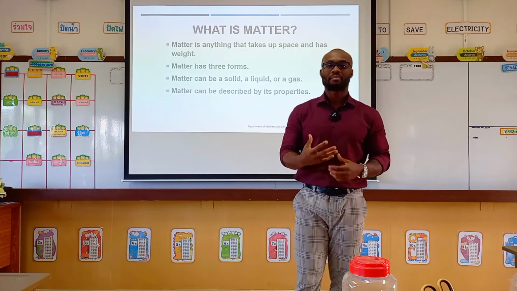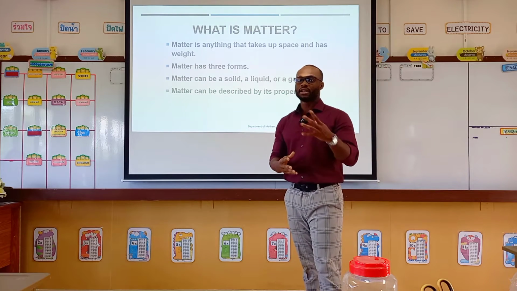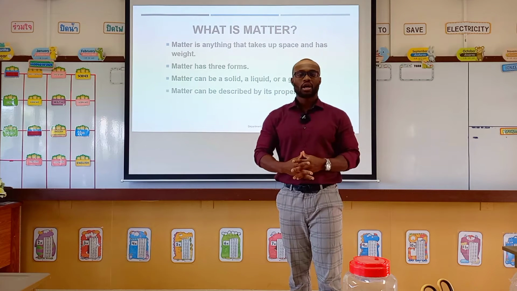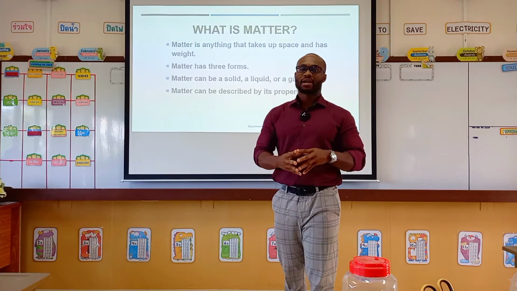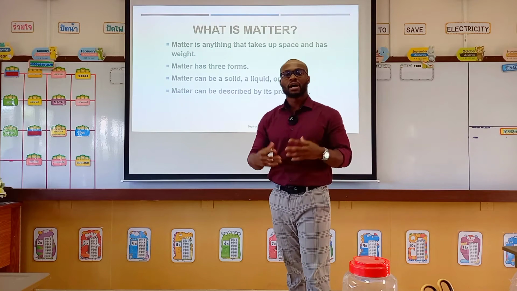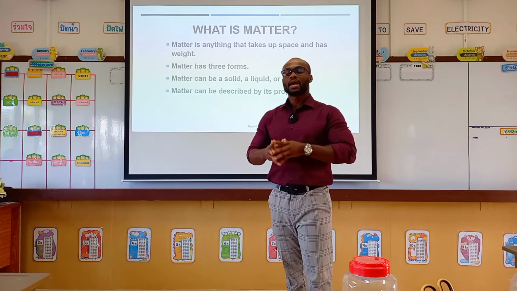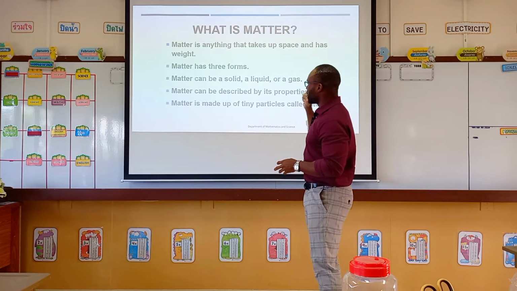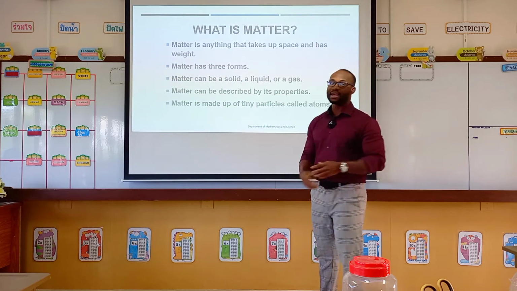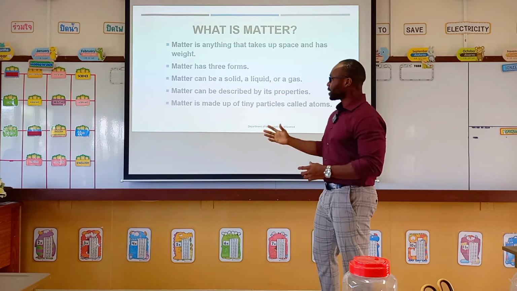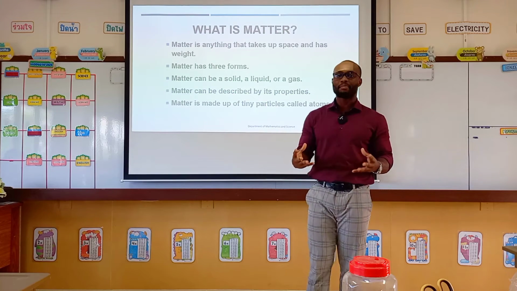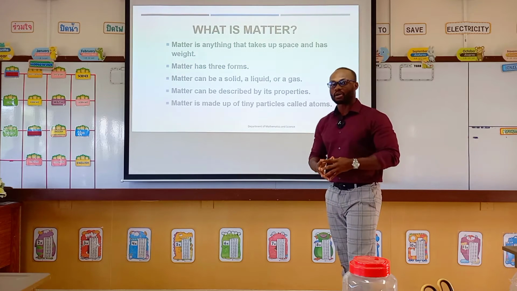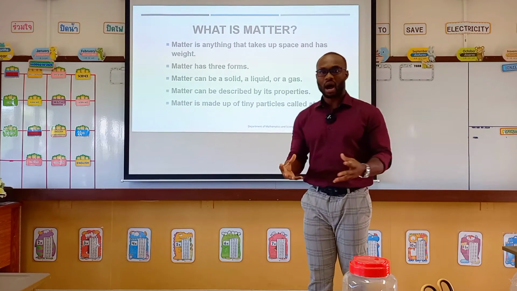Matter can be described by its properties. So different matter have what? Different properties, okay? From solid to liquid to gas and hard, thermal conductivity, heat conductivity, all of these are examples of properties of materials, and matter can be described by its properties. The last one, matter is made up of tiny particles called atoms, okay? So matter is made up of tiny particles called atoms.